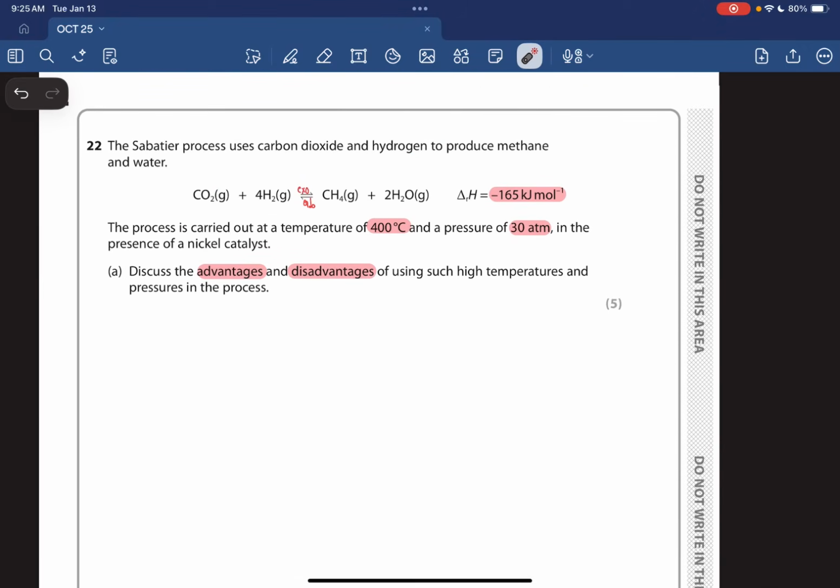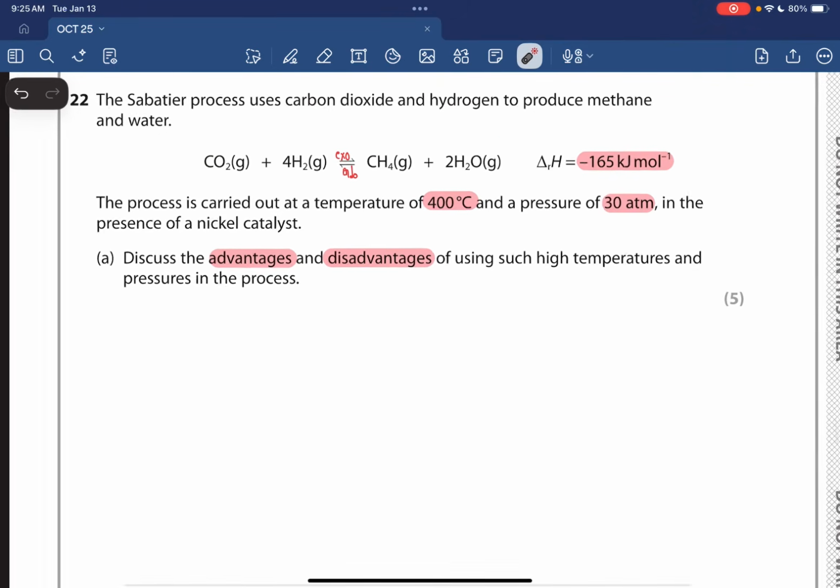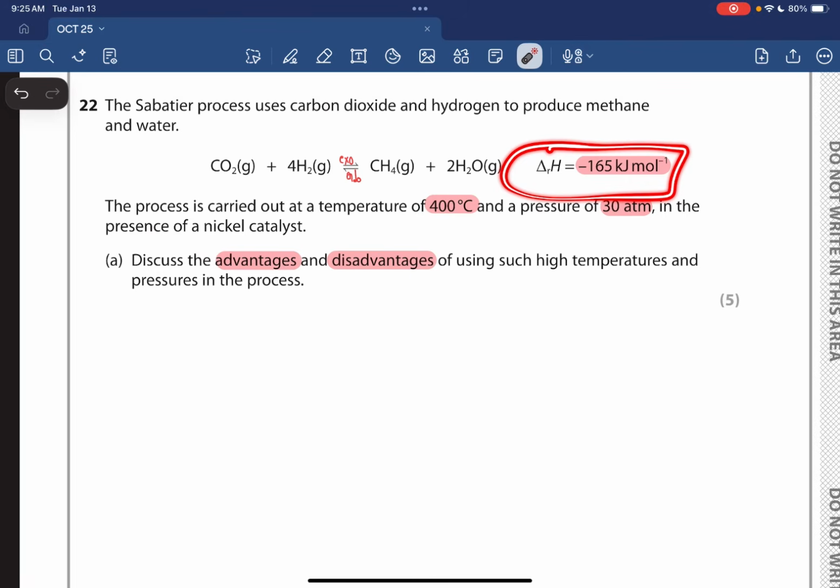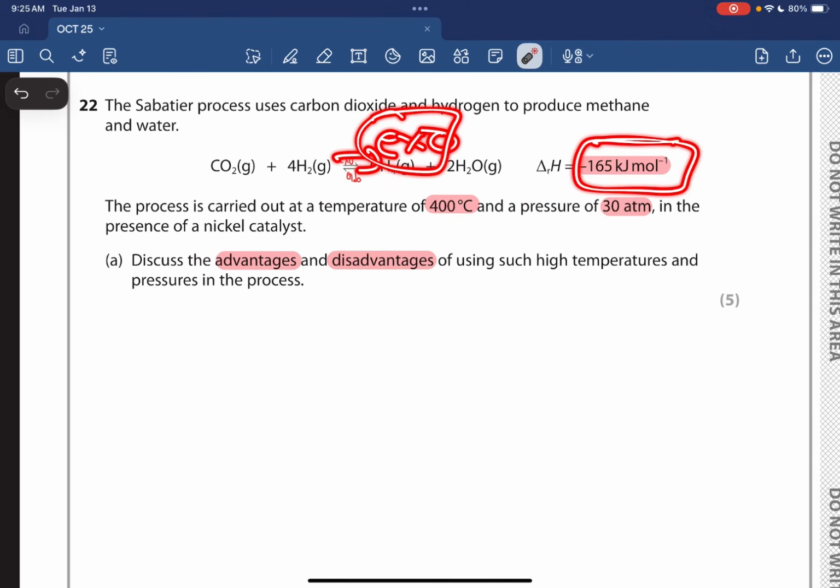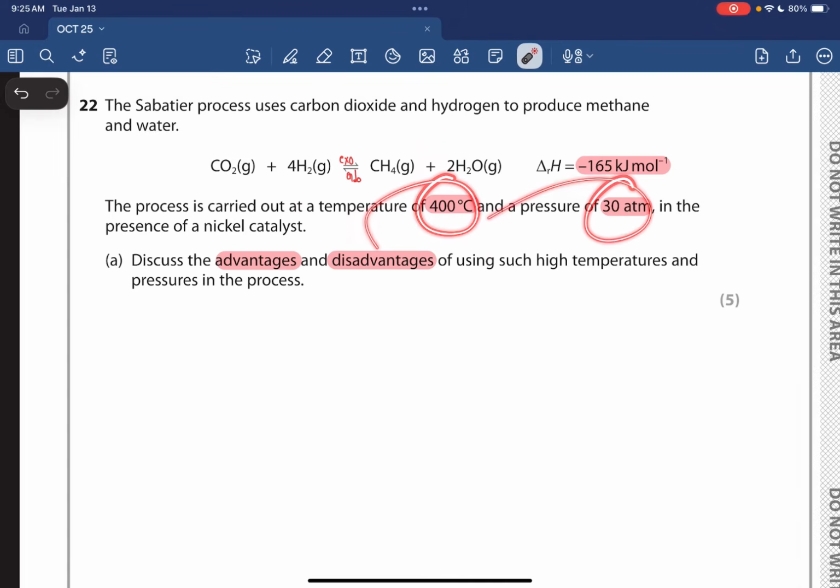So, question 22. In question 22, it says that the Sabatier process uses carbon dioxide and hydrogen to produce methane and water. The delta H is this, which means that the forward reaction is exothermic. Thus, this represents the direction of the forward reaction, so the backward reaction is endothermic. The process is carried out at a temperature of 400 and a pressure of this, in the presence of a nickel catalyst.